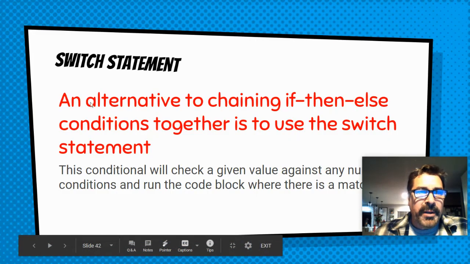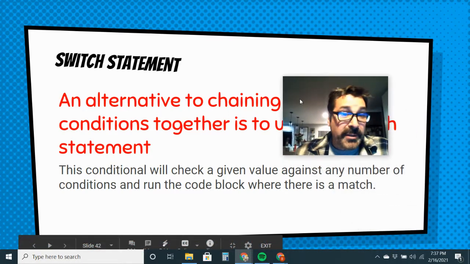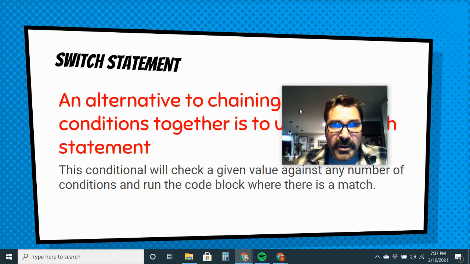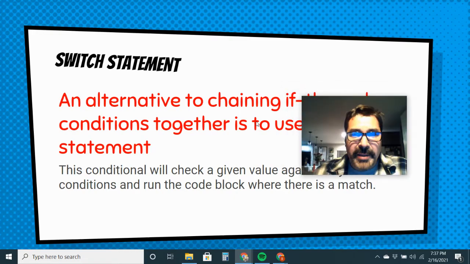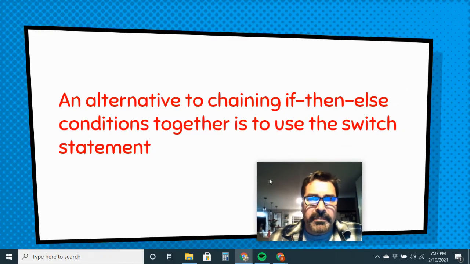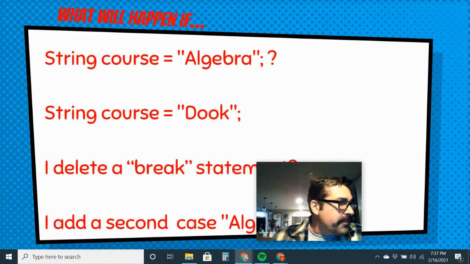Okay, so write this down. An alternative to chaining if-then-else condition statements together is to use the switch statement. This conditional will check a given value against any number of conditions and run the code block where there is a match. We'll write that down. Let's take a look at an example here.